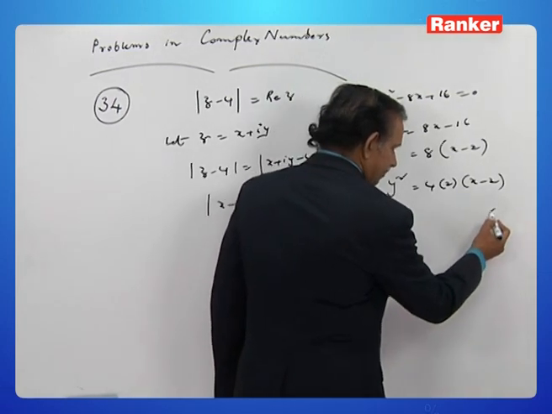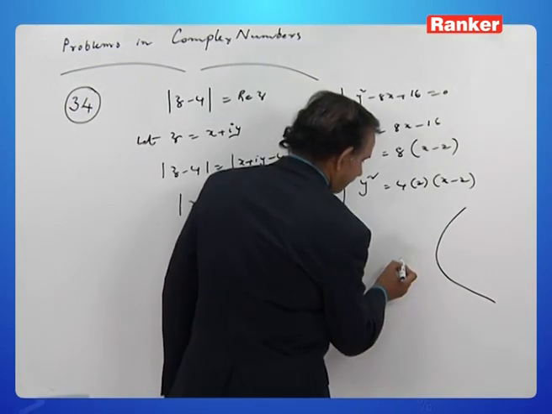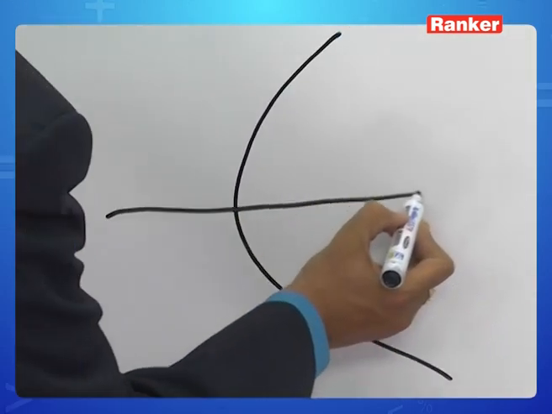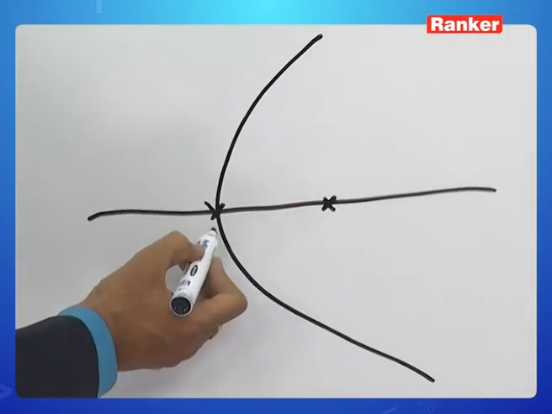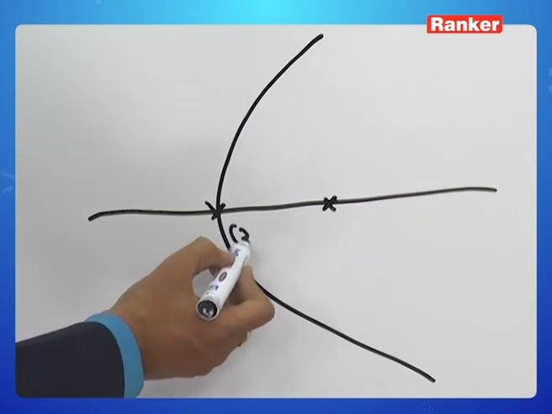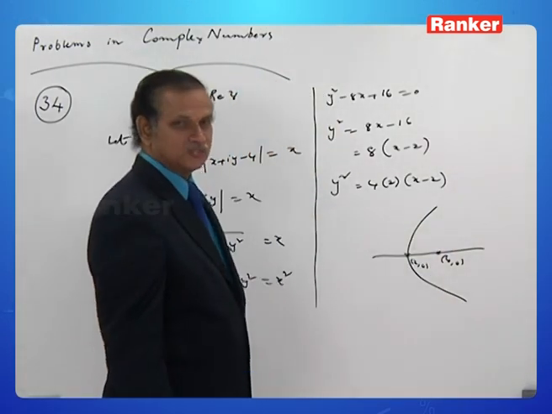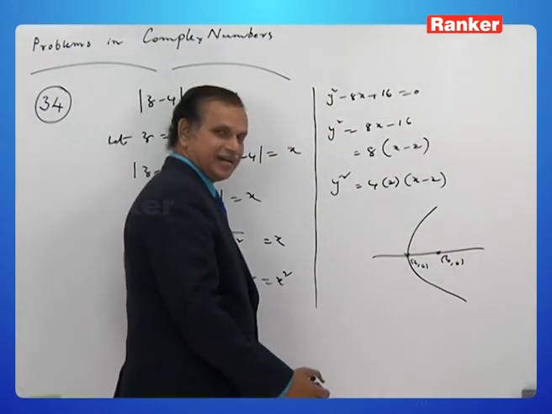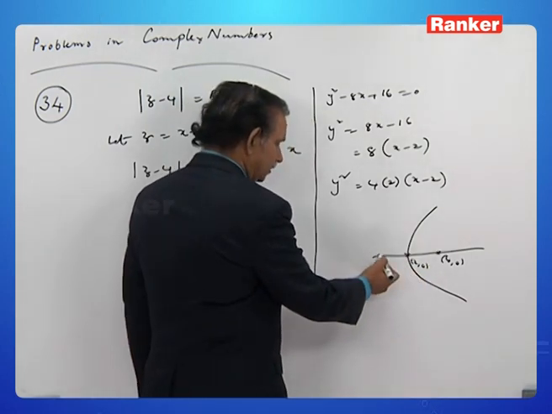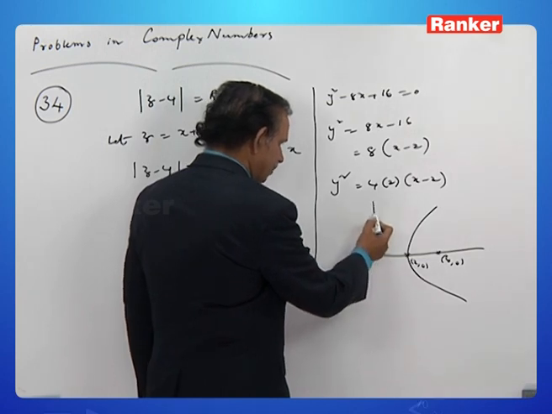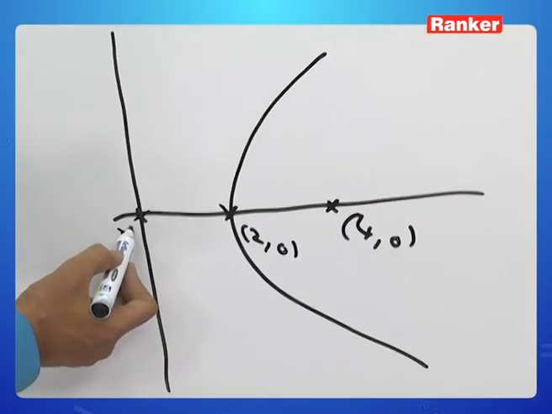Let us look at the parabola. Four zero is the focus, 2 0 is the vertex. Can we imagine the directrix here? What is the directrix? The distance is 2. Yes, you just move 2 units back, you will be getting origin. Therefore, origin is a point on the directrix.